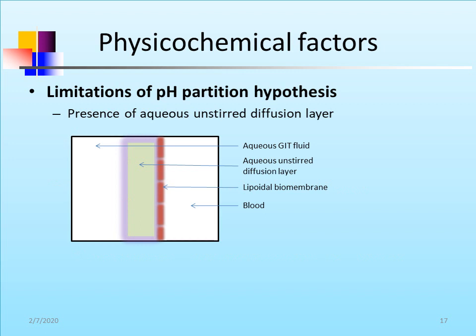Presence of aqueous unstirred diffusion layer. As we have seen in the generalization assumptions, the gastrointestinal barrier is a simple lipoidal barrier, but actually on the barrier there is an aqueous unstirred layer, and the drug should have sufficient solubility in this aqueous unstirred layer. So these are the four limitations of the pH partition hypothesis.